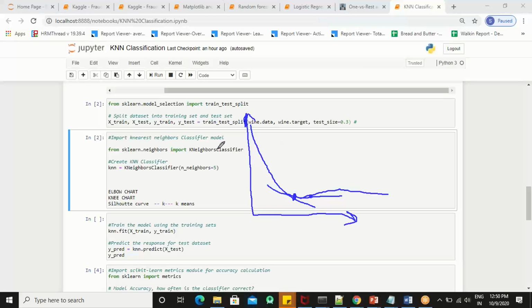Similarly, can anyone tell me, if this is a curve and I have to calculate the area under the curve, which mathematical formula represents area under the curve in maths? Very good, Pragisha. So Pragisha, you are from maths background? Okay, good, very good. So yeah guys, you're correct.